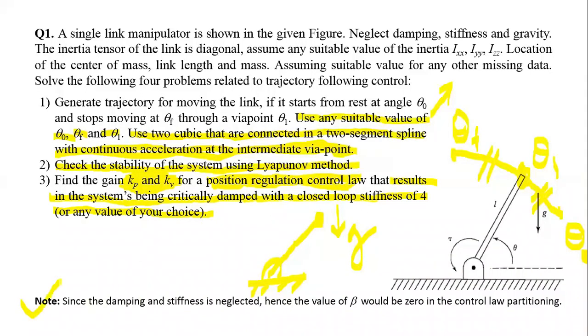So here there is a note that since the damping and stiffness are neglected in the simulation, it should be written that they need to be neglected in the simulation. Because the damping and stiffness are neglected, you will see that in the control law partitioning method, which will be used in the trajectory following control, a variable beta is used. Its value depends on damping and stiffness. So if the damping and stiffness are 0, then the value of beta will be 0, so you can neglect beta in the method of control law partitioning.